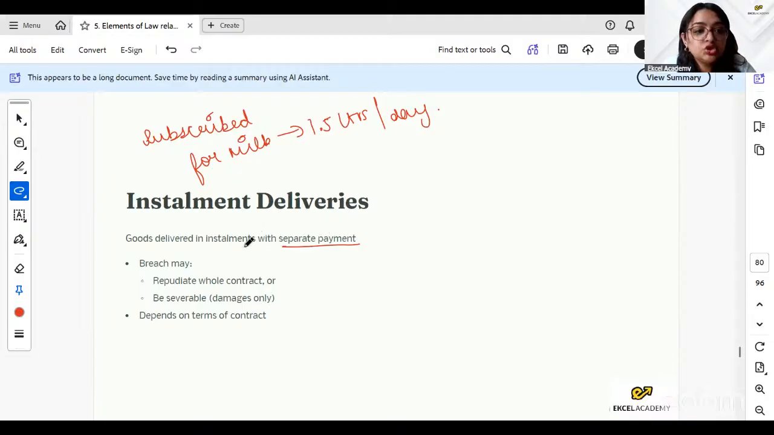If there is any breach in this, the buyer may repudiate the whole contract. Let's say, for example, today your 1.5 liters was not delivered. So what can you do? You can repudiate the whole contract itself, saying starting tomorrow we do not want the milk. Or be severable, that is, for today, whatever damage has been caused, please compensate for that. It depends on the terms of your contract as well.